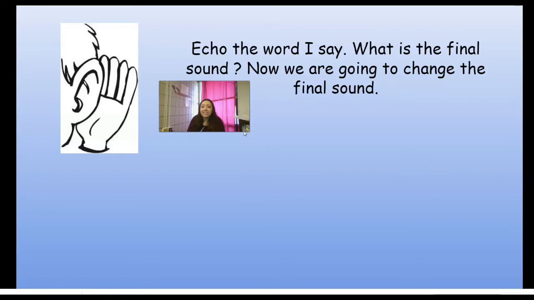Okay, what about the last sound in bass? Bass. That's right, it's the S sound. So what if I want to change that S sound to a G? Bag. Very good. Last one, are you ready? Real. Real. That's right, the last sound is the ul sound. So we're going to change the ul sound to a D sound. Read. Very good. That one's tricky, so we're going to practice it.